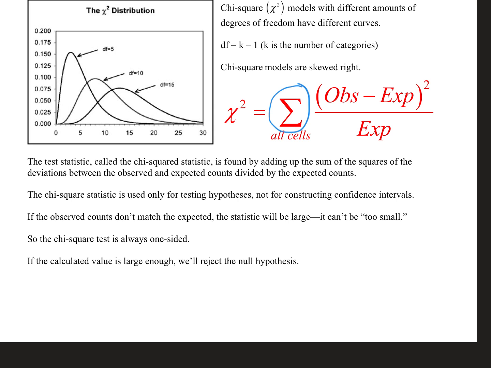Chi-square tests are always one-sided, so there are no two-tailed tests. So we're always just going to be testing if the chi-square value is too large. If the chi-square value is large enough, that will make the p-value small. And if the p-value is small, we will reject the null hypothesis.